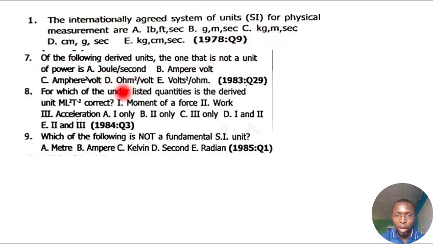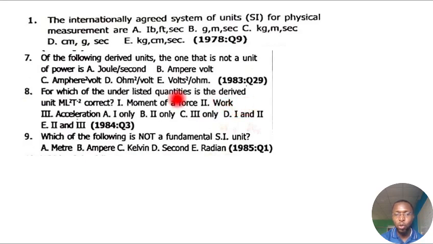Okay, we have another one here. Let's go to question 8. Question 8 is more related to what we are talking about. So here we have: for which of the underlisted quantities is the derived unit correct? We have I, the moment of a force, II, work, III, acceleration. So which of them is correct? Now, for you to know if it is correct, you must know the dimension of all of these quantities mentioned here, right? Okay.